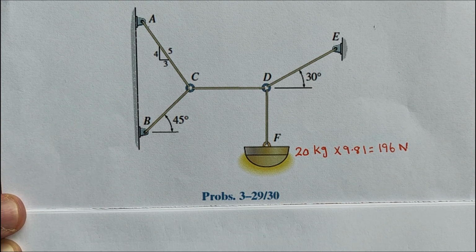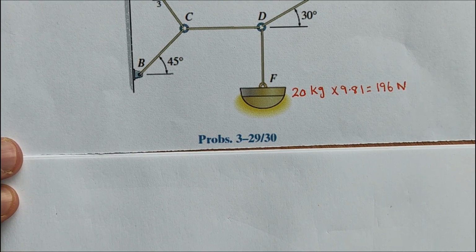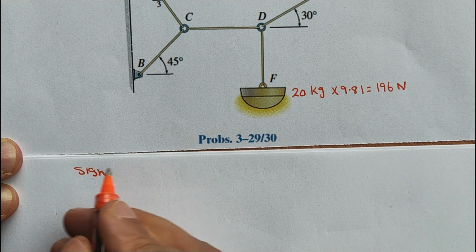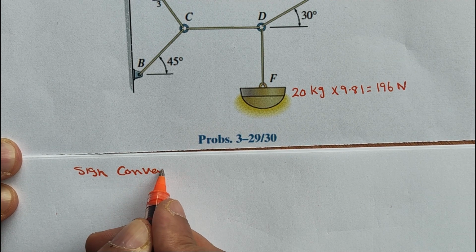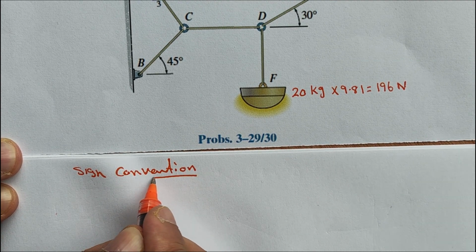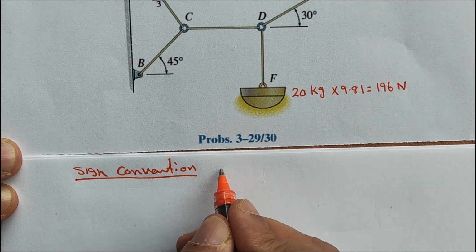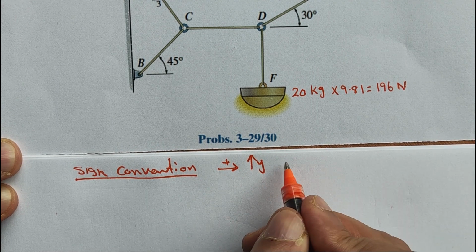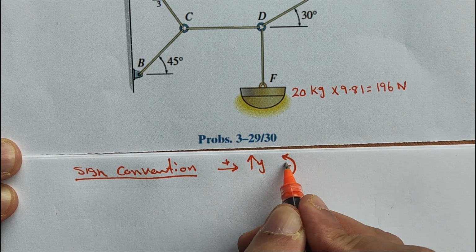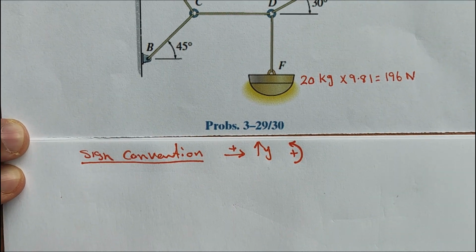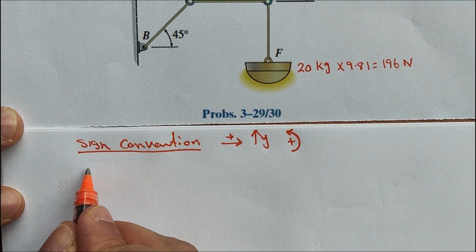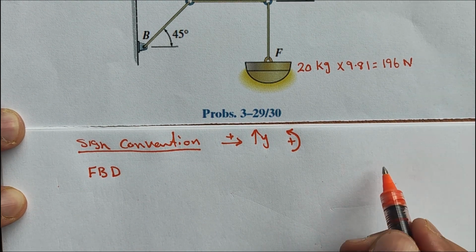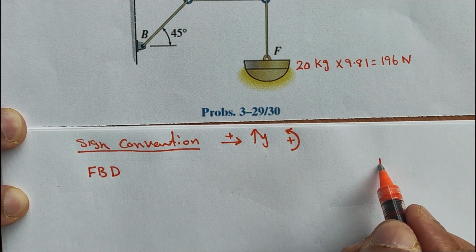To do that, starting with our sign convention. The sign convention that we are going to work with: we keep these directions for positive x-axis and this one positive y-axis, and if we're dealing with moment, anti-clockwise will be positive. Then we will start with our free body diagram, the first free body diagram to keep D in equilibrium. To keep D in equilibrium, we draw the free body diagram in here.